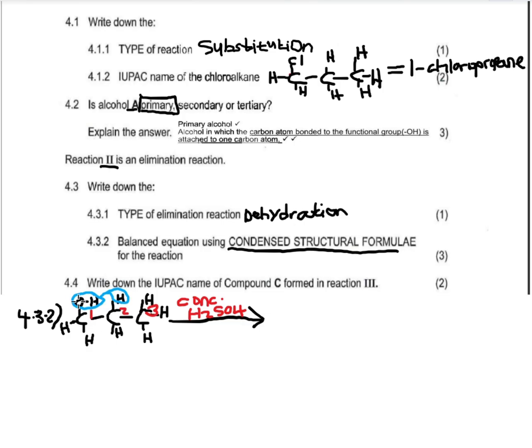So on the first carbon, we're going to remove the OH, and then on the second carbon, we're going to remove the hydrogen atom. Now that is going to form water in blue, alright? So let's form the water there, the water molecule. Now we are going to form water, and we are going to form an alkene, alright?